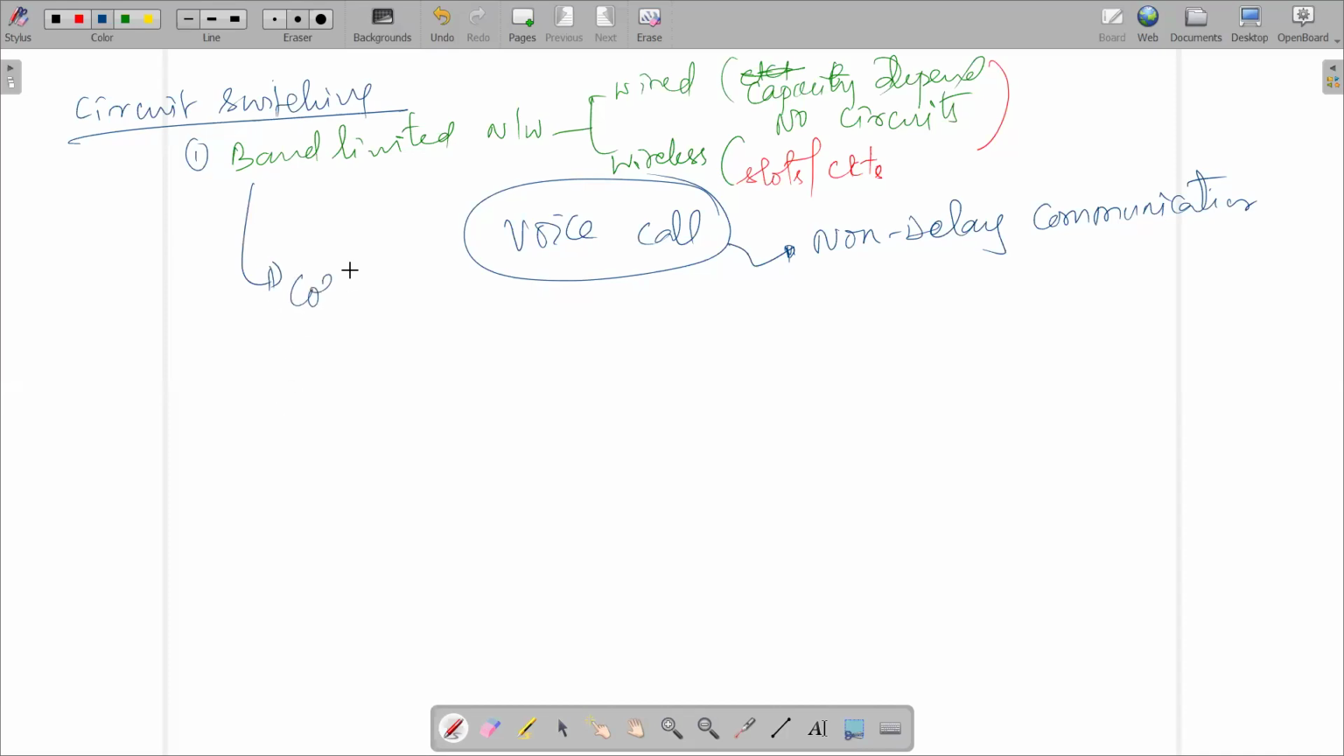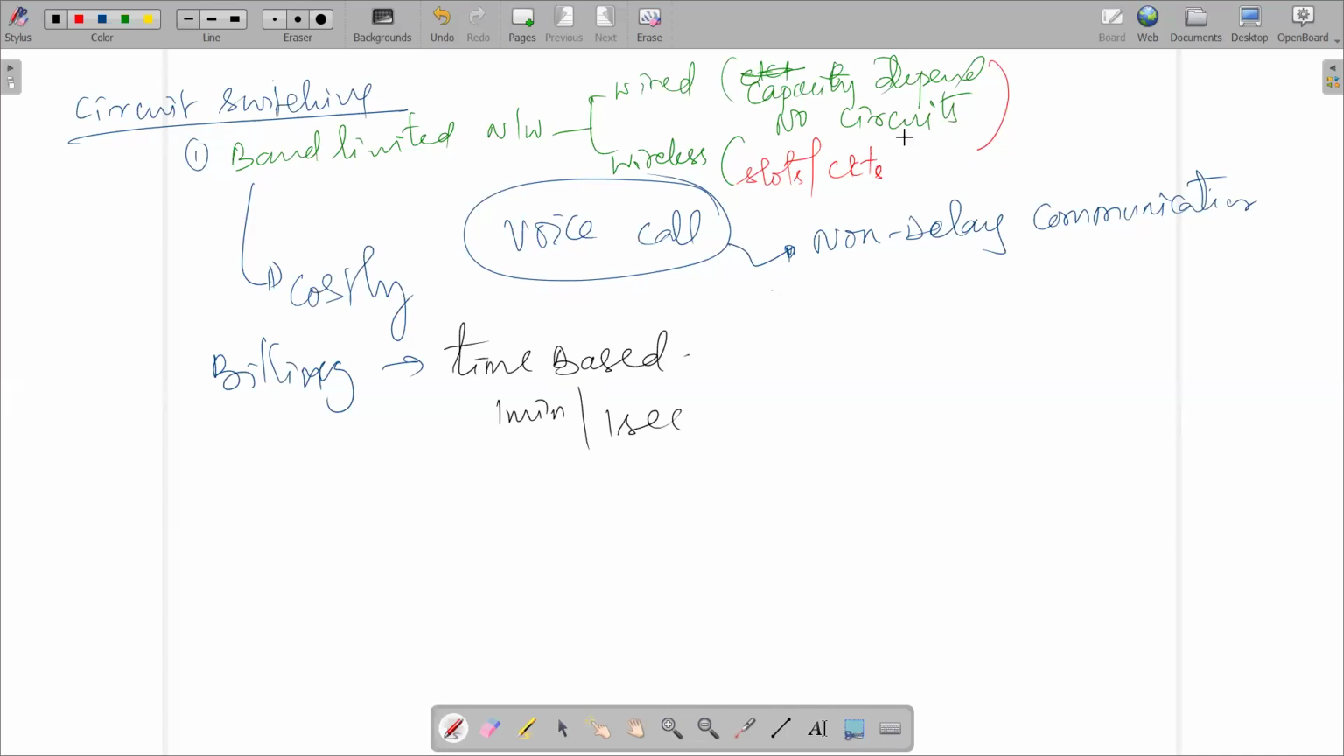And the billing happens based on how much time you used. Time based billing. So whether you used 1 minute or 1 second, 1 paisa per second or 1 rupee per minute, billing will be based on this. But the major problem is a bandwidth problem.